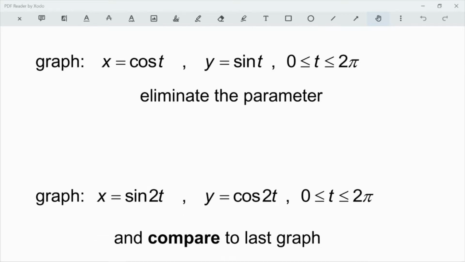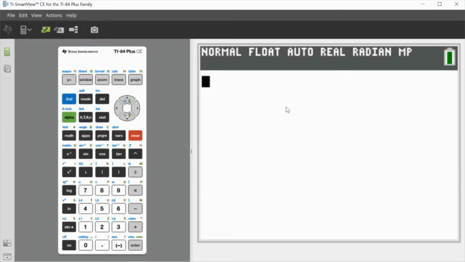So for these, eliminating the parameter is going to be a little harder, but we have two graphs that are actually pretty similar here. We have x is cosine t and y is sine t on the interval 0 to 2 pi. So I want to show you this on the calculator just as a reminder. And on the calculator, the first thing that you're going to want to do is change the mode on your calculator.